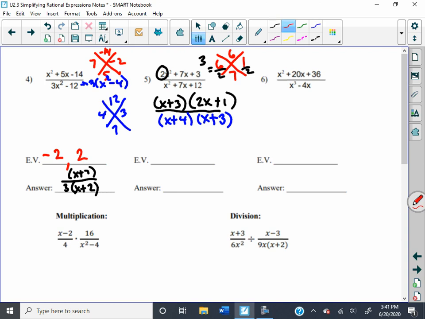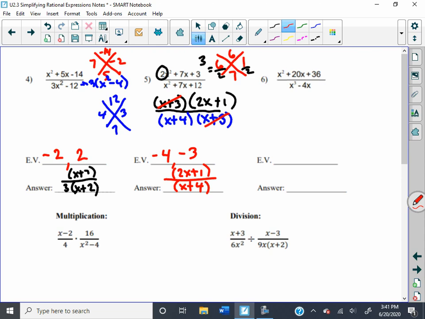Now we'll state the excluded values. Again, they only come from the denominator. So we'll set x plus 4 equal to 0. And if we solve that, that's negative 4. And if we set x plus 3 equal to 0 and solve it, we're going to get negative 3. So I can cancel an x plus 3 with the x plus 3, and that's going to be it. So 2x plus 1 binomial on top, x plus 4 binomial on the bottom.